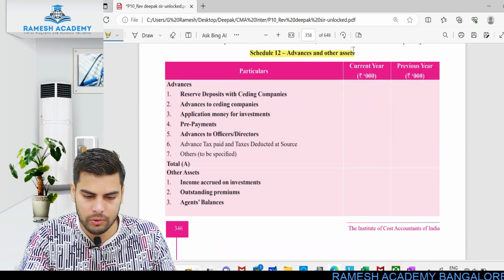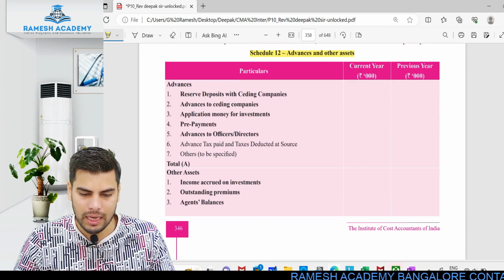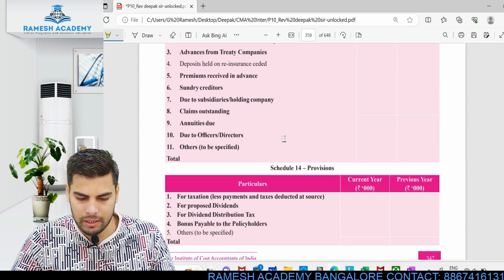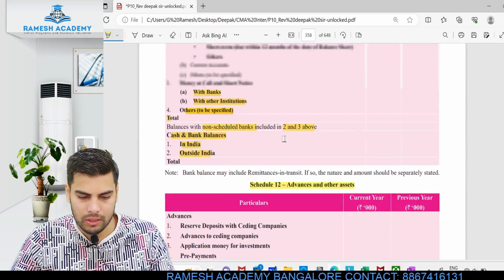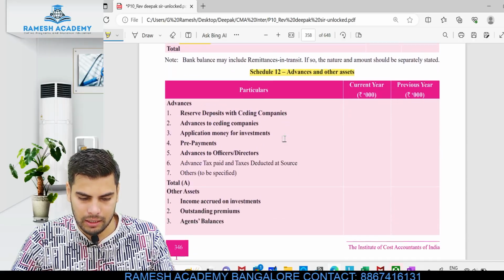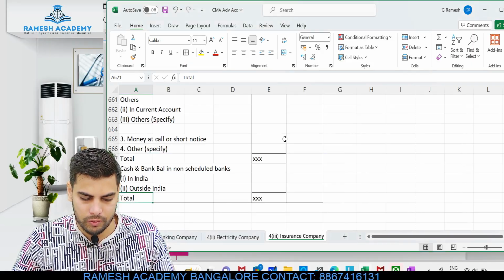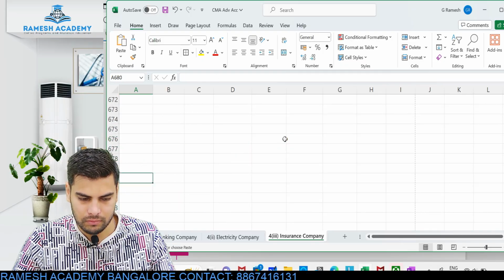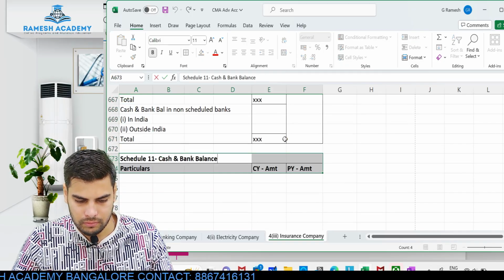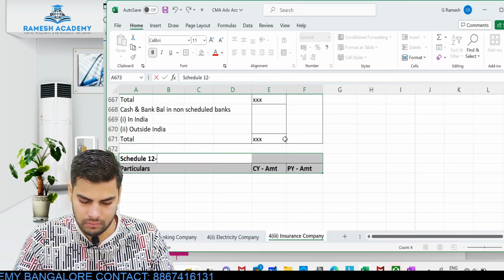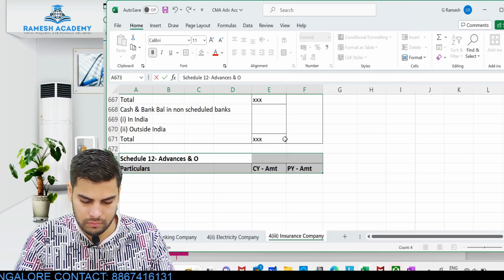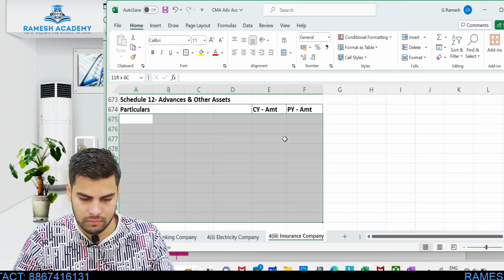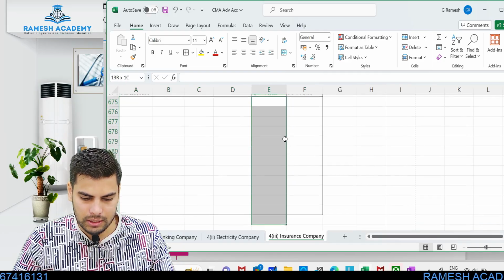Let's move on to schedule number 12, that is relating to your advances and other assets. After that, we'll be having current assets and current liabilities. Look at this. This would be your current liabilities and provisions. Let's talk about advances and other assets. This would be your schedule 12. If there is any advances or other assets, just specify the same.